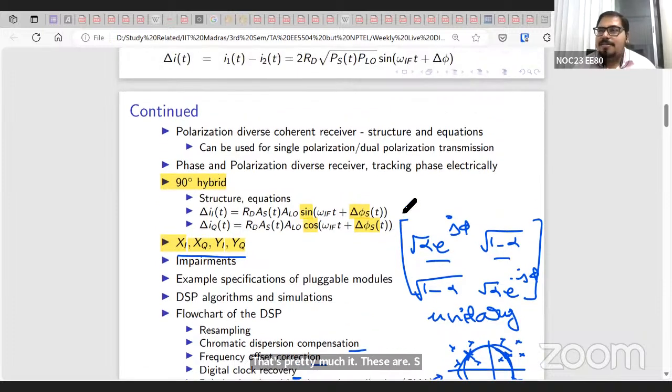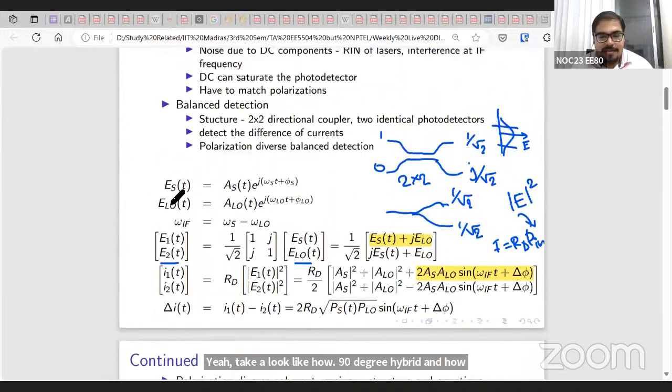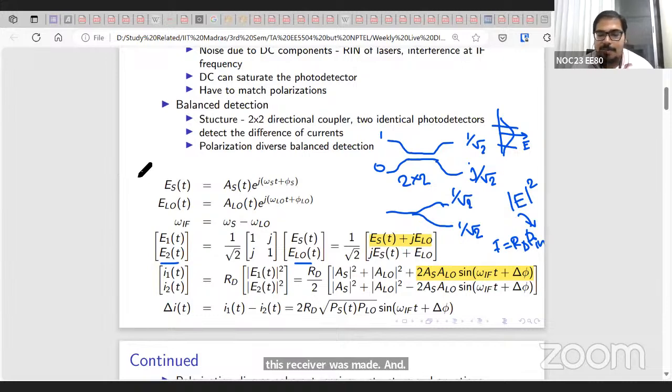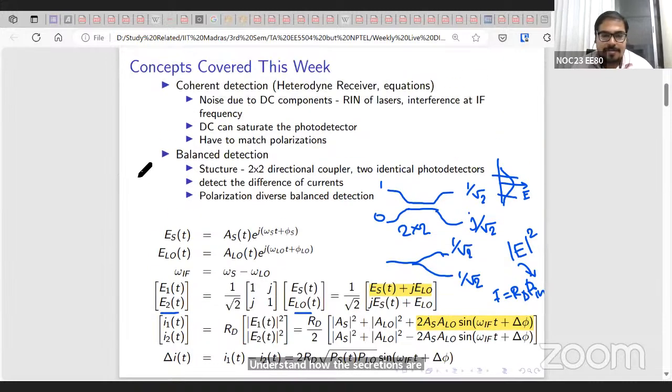The structure, take a look at how the 90-degree hybrid and this receiver was made, and understand how these equations are coming up. That's it.